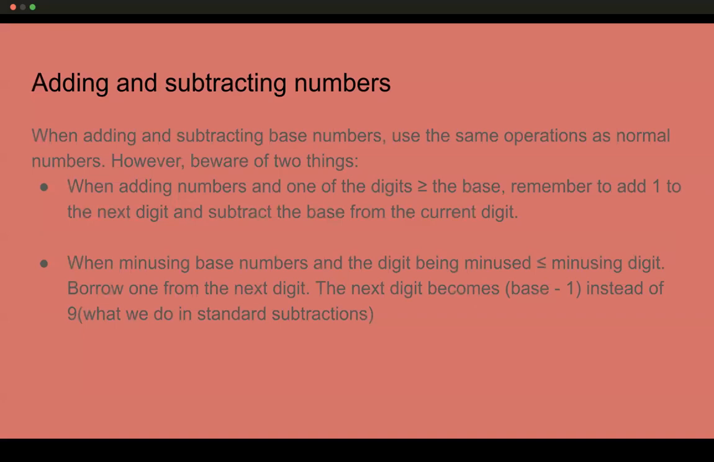First of all, when adding numbers and one of the digits of the number is greater than or equal to the base, remember to add 1 to the next digit and subtract the base from the current digit. Secondly, when minusing base numbers and a digit being minused is smaller than the minusing digit, borrow 1 from the next digit. The next digit becomes base minus 1 instead of 9, what we do in standard subtractions. So this set of rules might be confusing at first sight, but I'll explain it.